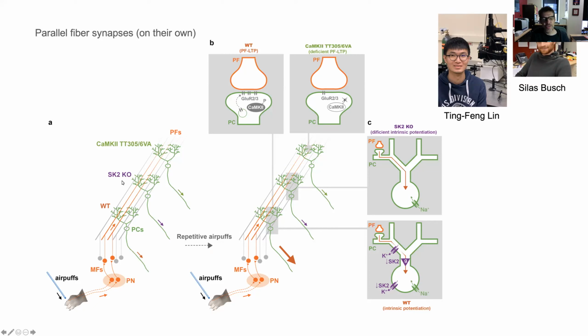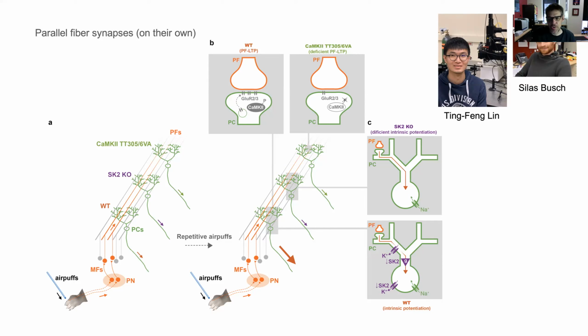So the mutants that we use here to isolate or to remove the intrinsic component is a knockout that is Purkinje cell specific for the calcium-dependent small conductance SK2 potassium channel, which we found in previous studies to do a lot of the intrinsic plasticity in Purkinje cells. And this is a pretty complicated CAMK2 mutant. It basically is about the inhibitory autophosphorylation of CAMK2 at threonine 305 and 306.